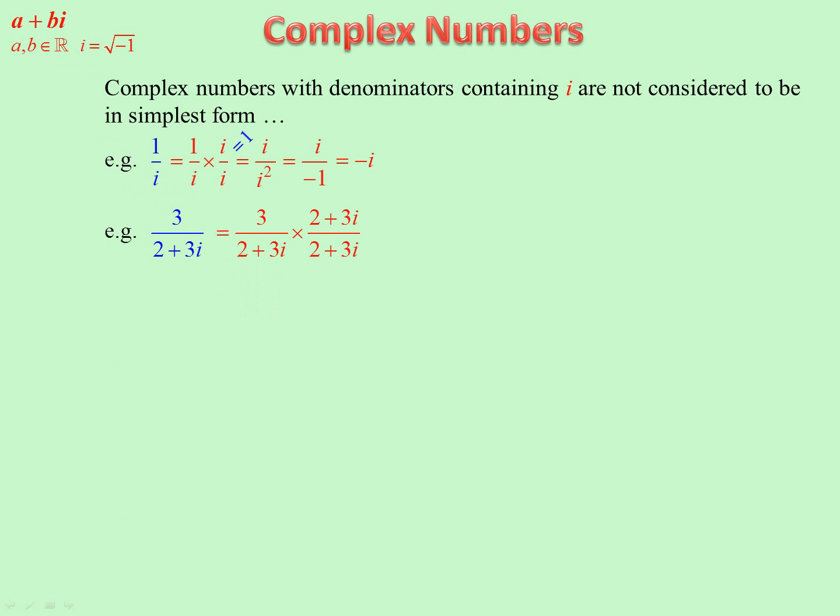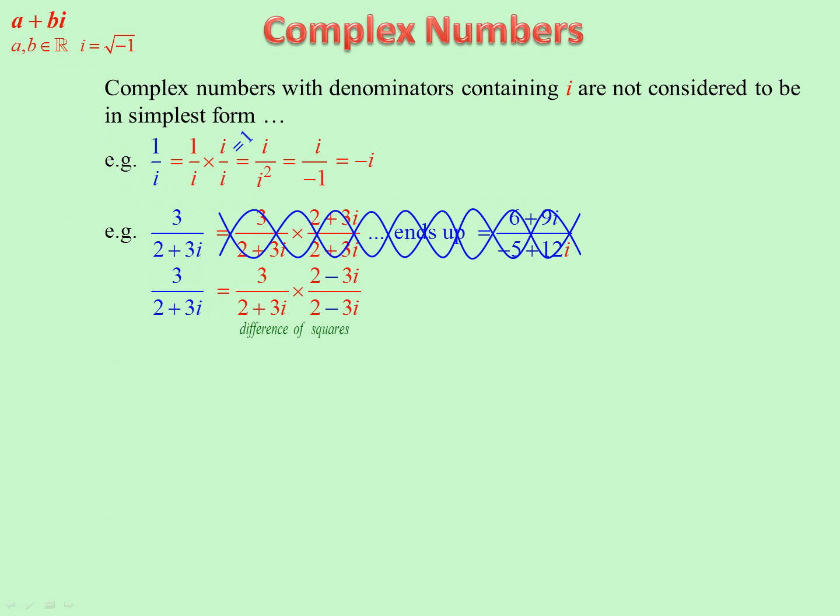So let's multiply top and bottom by 2 plus 3i, and whoops, we end up with an i on the bottom line again. So that's no good. So let's try and multiply by 2 minus 3i. Because you see, that's a difference of squares, which will square the 2 and square the 3i and give no center terms. So the i's are no longer there. And that simplifies to 6 minus 9i over 13.